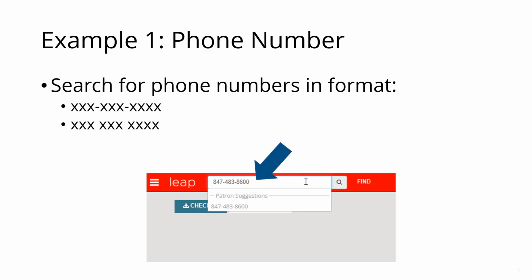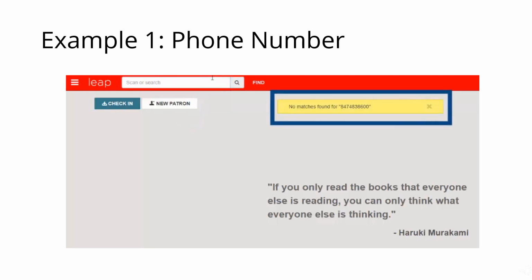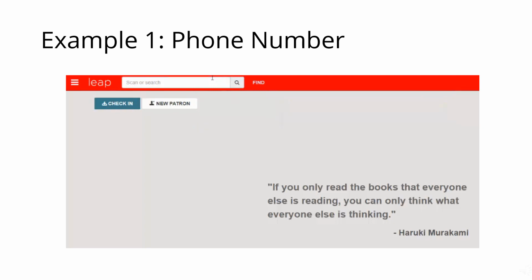If you're searching for a patron by phone number, you'll need to enter the area code, followed by a hyphen, followed by the first three numbers, a hyphen, and then the remaining four digits. You can also replace the dashes with spaces if that's easier. If you type in the phone number with no dashes or spaces between the sets of numbers, you'll see no result, because in the patron record, the data is stored with the hyphens between the numbers.